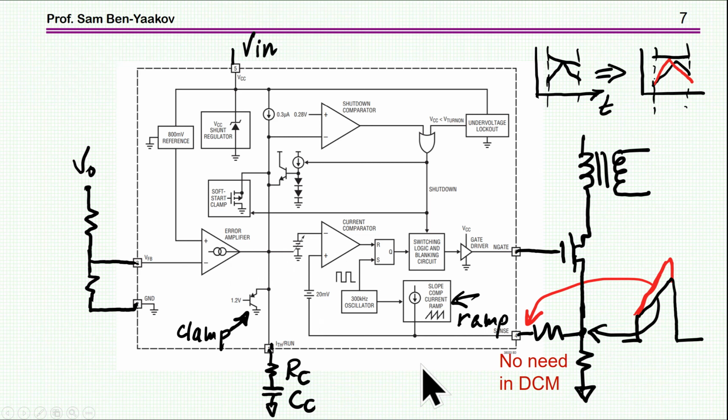Now, this particular unit has the option of adding here a resistor, which is used in order to implement the so-called slope compensation, which we do not need in DCM. This is required in CCM with duty cycle above 0.5. This is a different subject, I'm not going into it. So in this case, we really don't need this resistor. And this resistor, by the way, is fed by a slope coming from the oscillator. Again, this is not relevant to our discussion.